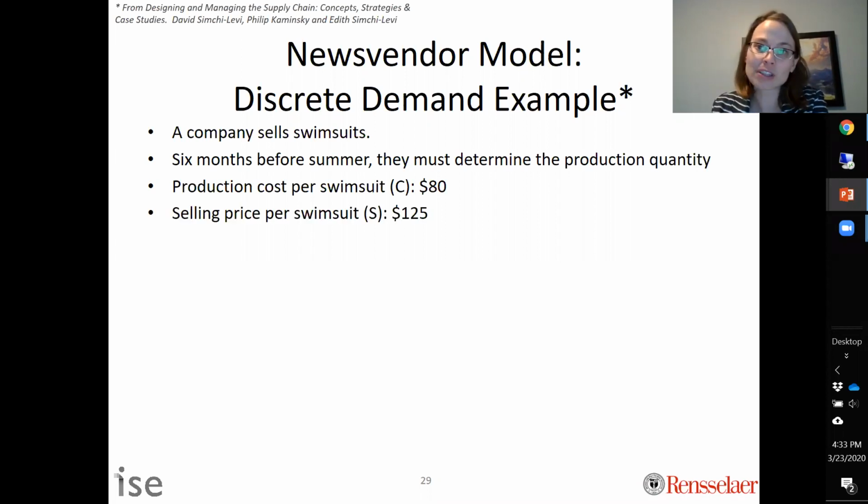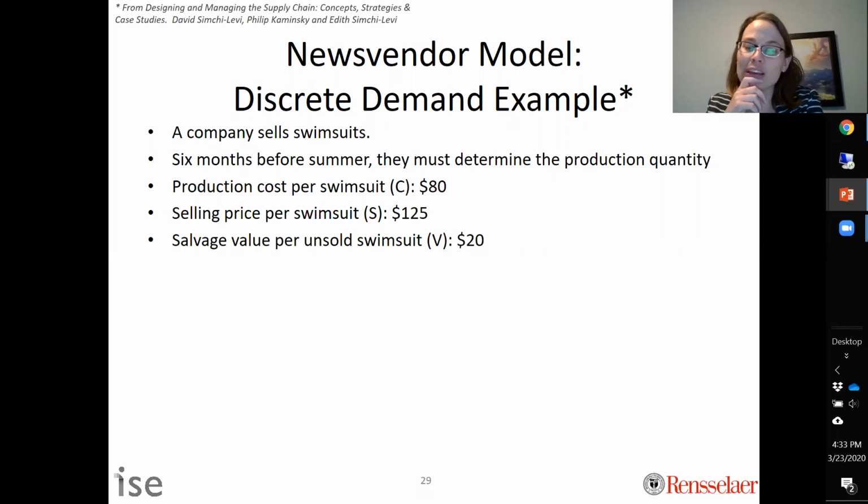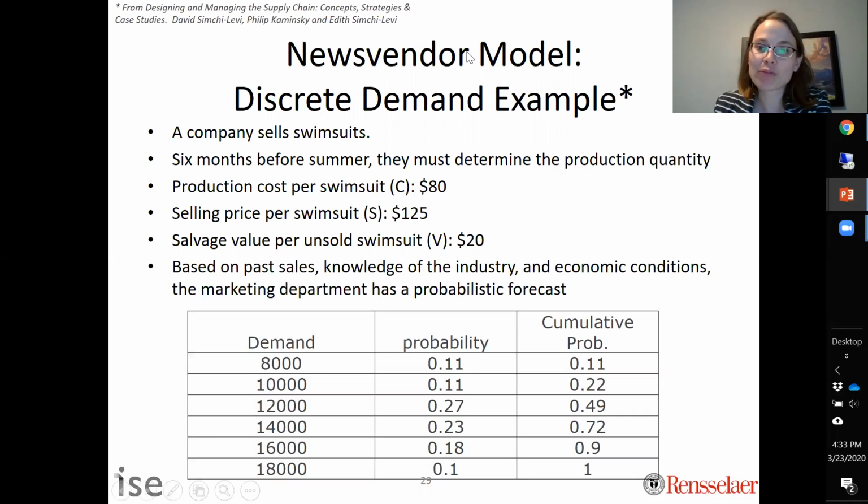We can sell those per swimsuit at $125. And at the end of the summer, we have to discount them quite largely, and so we can sell them for $20 at the end of the season. If we look at past sales, knowledge of the industry, and economic conditions, we create this probabilistic forecast.